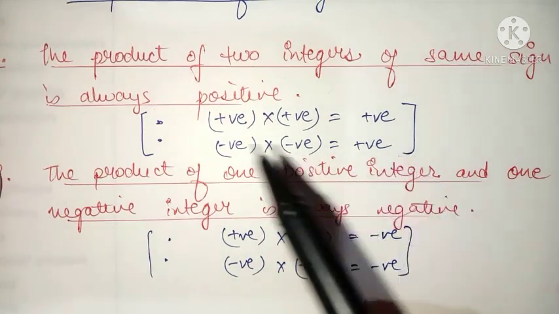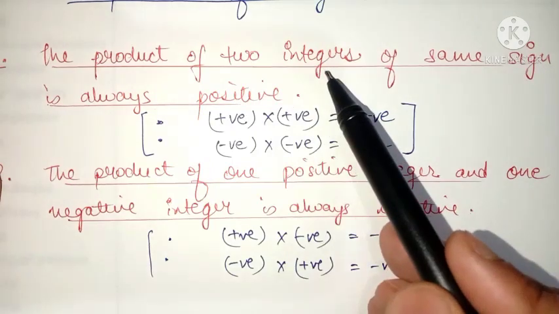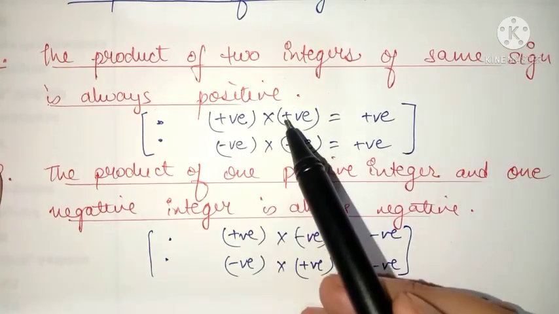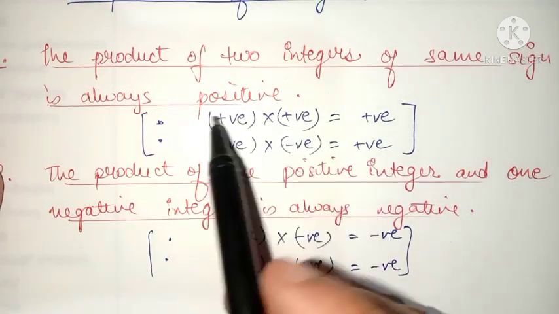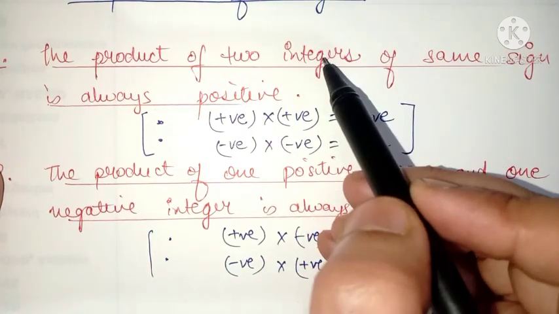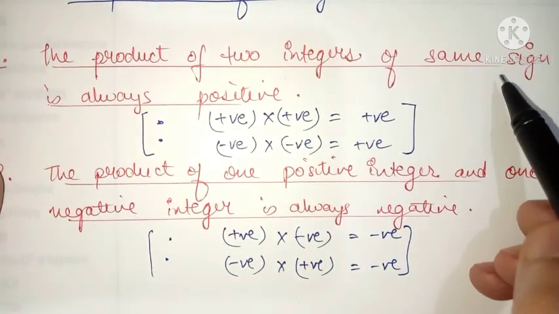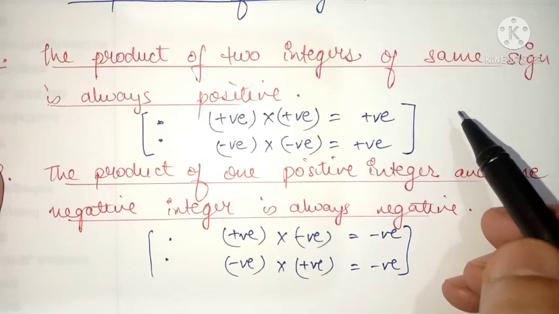So the first rule says that the product of two integers of the same sign is always positive. What does it mean? It means that if we have two integers with the same sign, we shall understand it with the help of an example also.